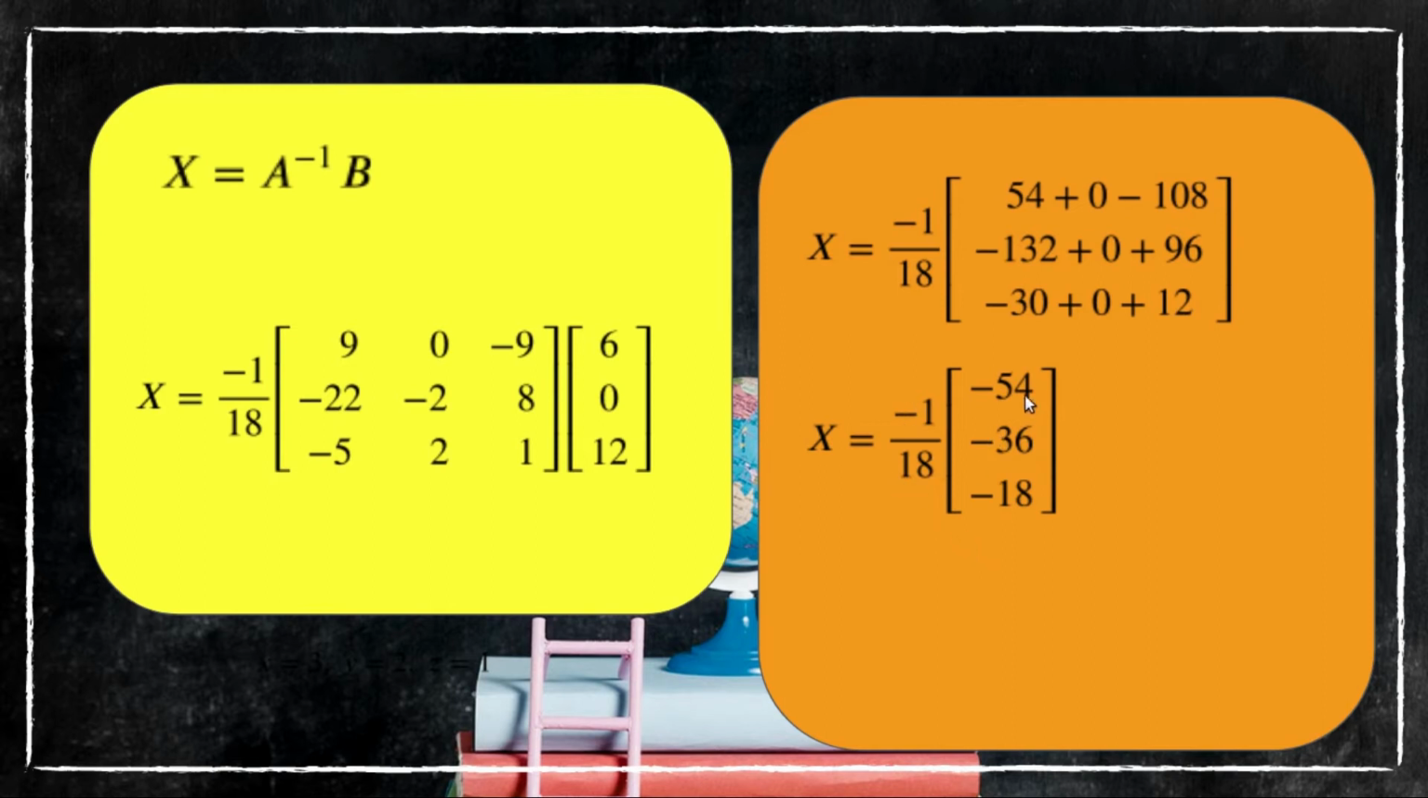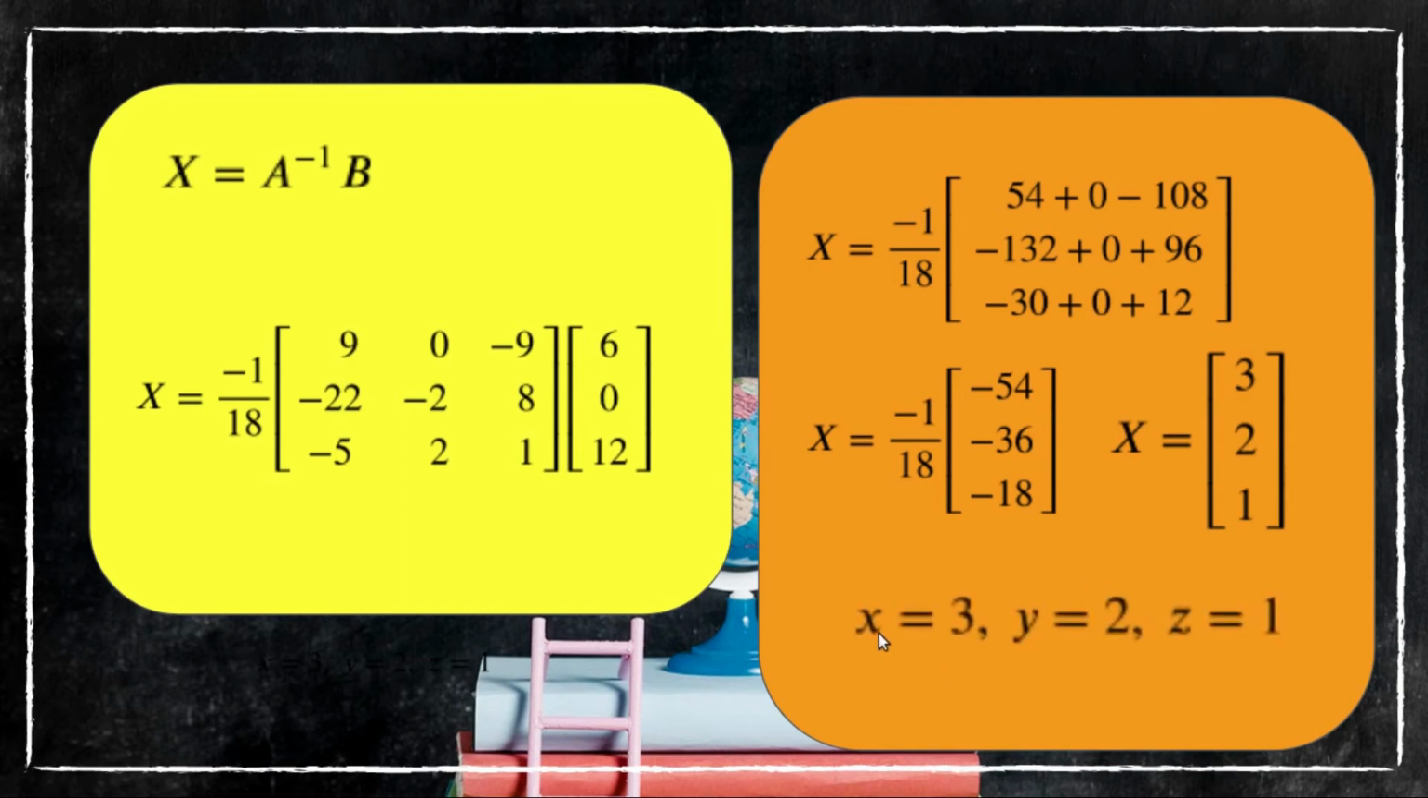Now we have to multiply each element by minus 1 by 18, or divide each element by 18. Minus into minus is plus. So 54 divided by 18, which is 3. 36 by 18 is 2. 18 by 18 is 1. So x equal to matrix 3, 2, 1. So x equal to 3, y equal to 2, z equal to 1. So these are the solutions.